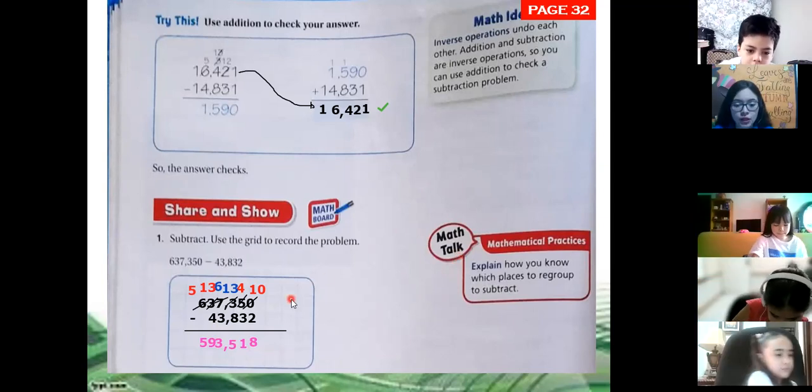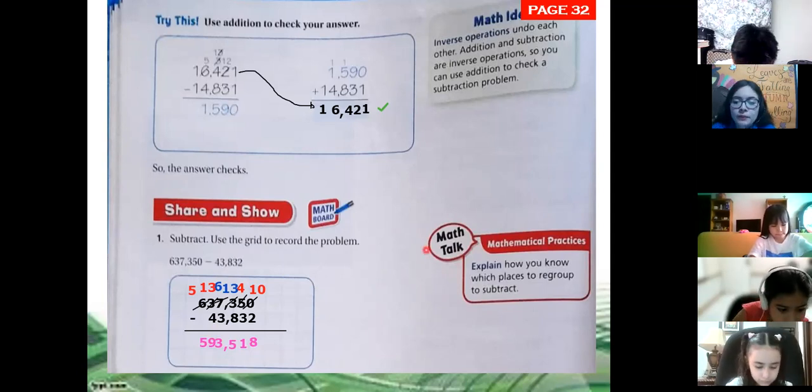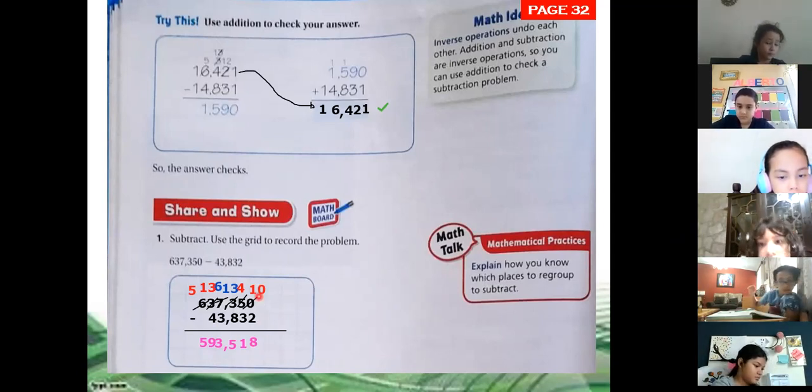518. Copy this in your book. Remember that when we are subtracting, we need to regroup. We need to check and think about whether the number can be subtracted, or we need to borrow from the next one.